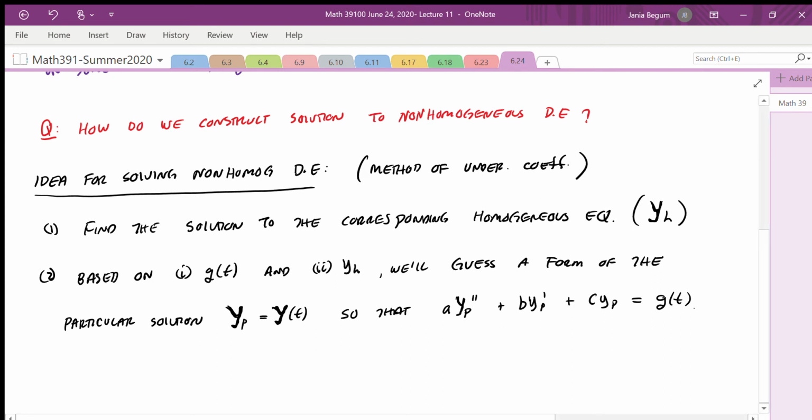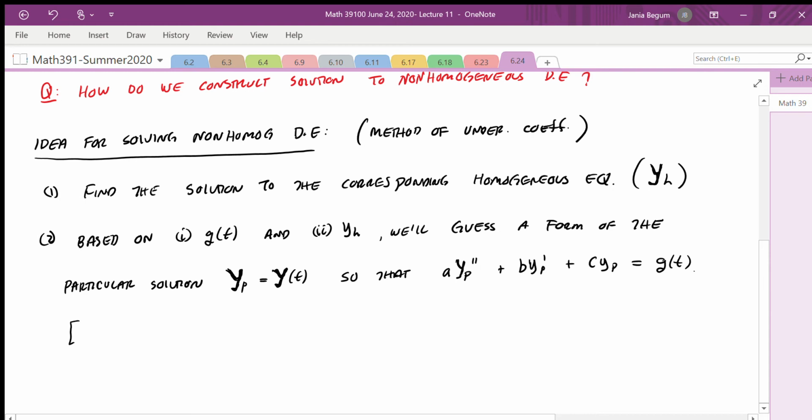Now, here is something to keep in mind. This is very crucial: yp, the particular solution, must not be the same as yh, the homogeneous solution. Make sure they're independent. I will show you how to make them independent if they happen to be the same.